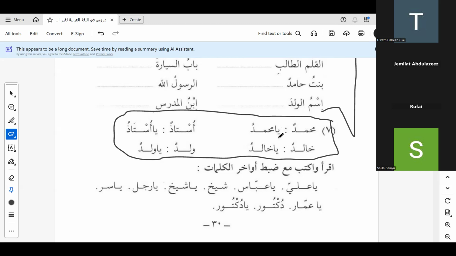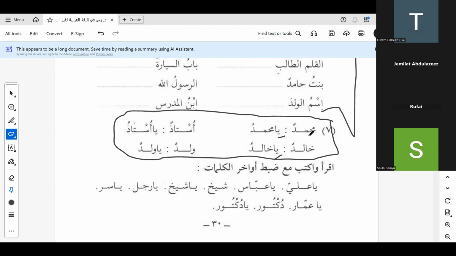This is telling us that whenever you apply ya, it is harfun nida, a particle that you use to call someone. So, when ya enters upon an alam, and that alam has a tanween, the ya removes the tanween. This is what is called al-munada al-maqsood, al-munada al-alam. Ya Muhammad is an alam. So when ya enters upon it, you don't say ya Muhammadun, you say ya Muhammadu.